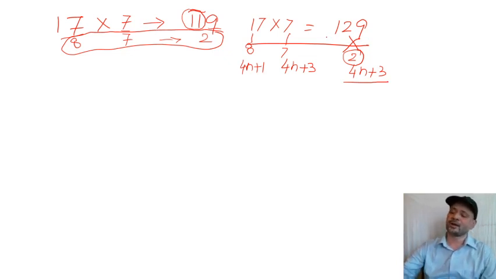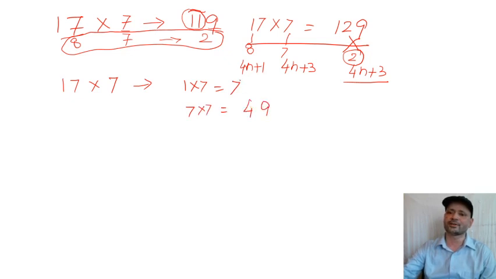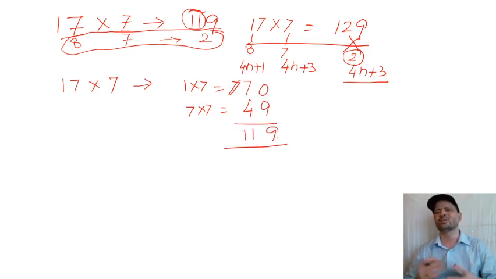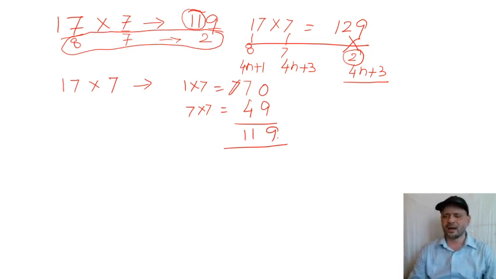And then how to do it? You know that if you do 17 into 7, 1 into 7 is 7, and 7 into 7 is 49. So this 49 will be kept here, so you will have 7 and 0 and 49, so it will be 119. So that is the normal way by which you do the tables.